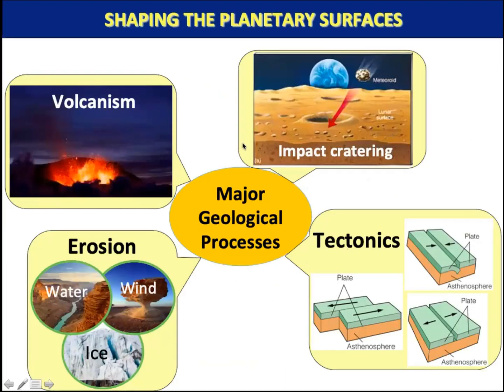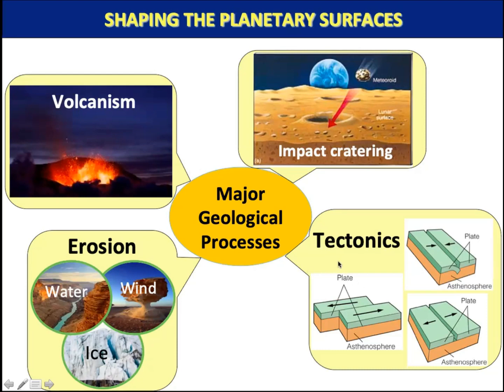Now, after the formation of a particular body, shaping up will take place. That shaping up includes endogenic processes and exogenic processes. The endogenic processes are those taking place internally, and exogenic processes take place externally. Here I listed some of the important activities, which include volcanism and tectonics. We can group them in the endogenic category.